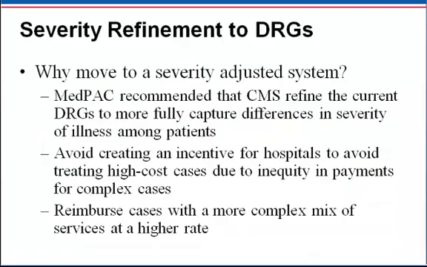So why did we move to a severity adjusted system or from DRGs to MS DRGs? MedPAC recommended that Medicare refine the current DRG system in order to capture severity of illness. So with the old DRG system, a patient could fall under the same DRG, but that patient may be much sicker than the average patient that falls under that DRG. So they wanted to capture those very sick or very resource-intensive cases and get more reimbursement for those patients.